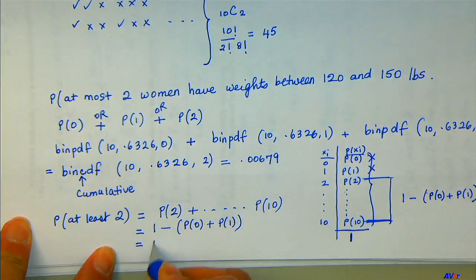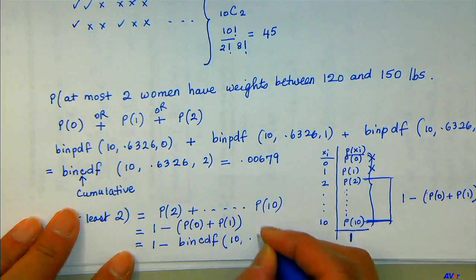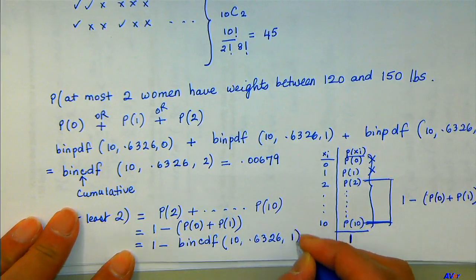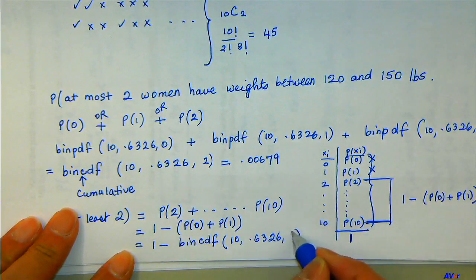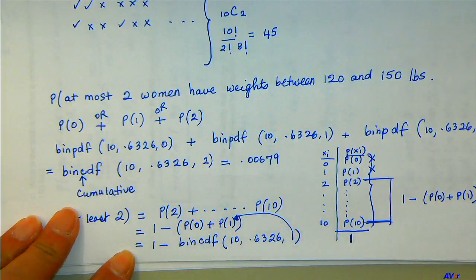And that's equal to 1 minus binomial CDF, cumulative, N, which is 10, P, which is 0.6326, and R, which is 1. R is 1 because, see this guy? That's the maximum value, 1. That's why it's 1. Get it?